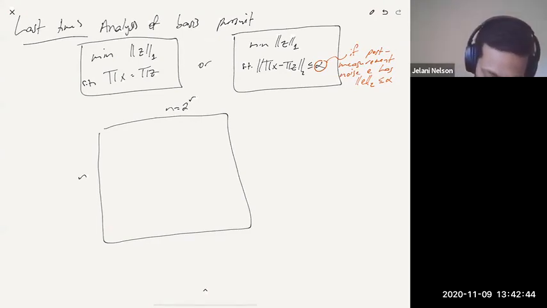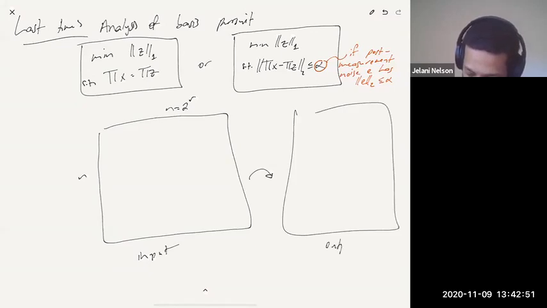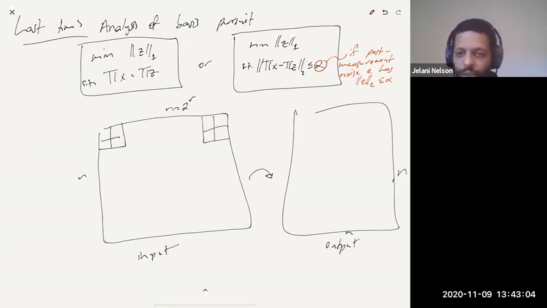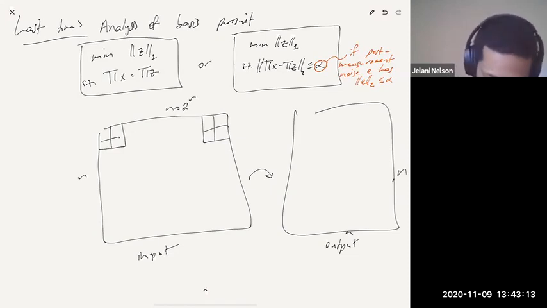So this is the input image, and this is the output image, which has the same dimension. It's also n by n. What you do is you divide up the input image into these 2 by 2 blocks. So there are basically n over 2 squared blocks, so n squared over 4 blocks, and each block has 4 numbers in it corresponding to the values of those 4 pixels. So let's call those A, B, C, and D.